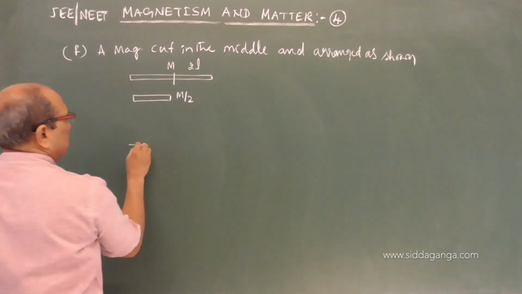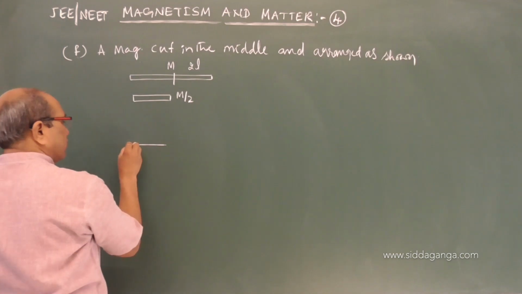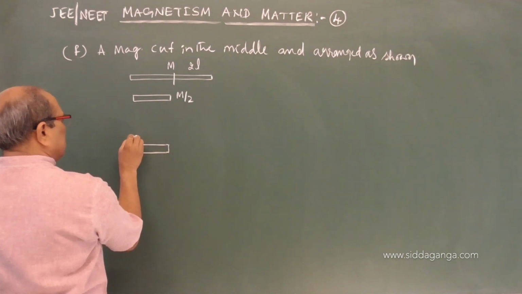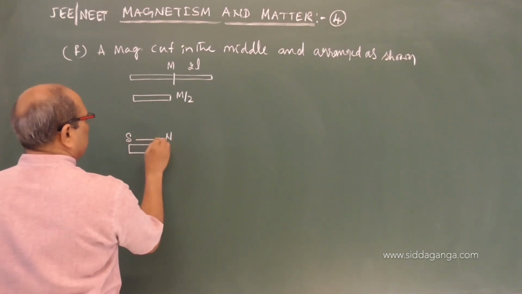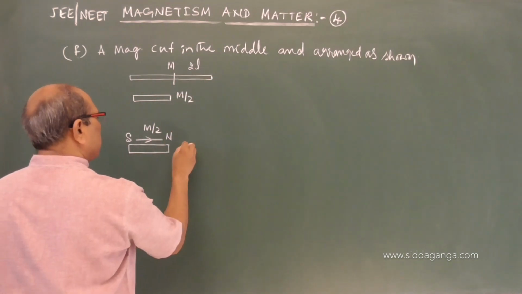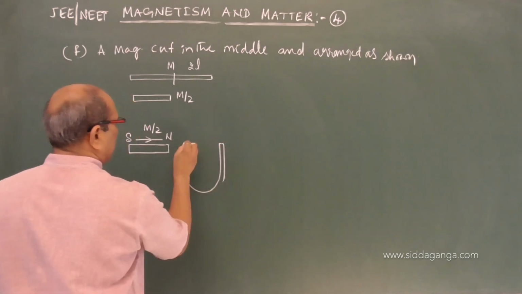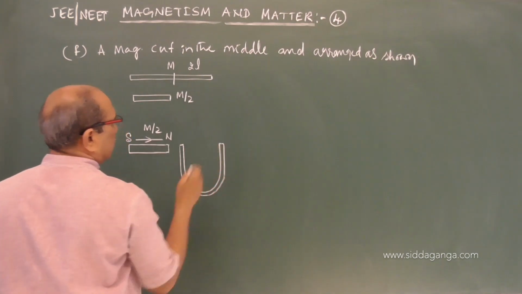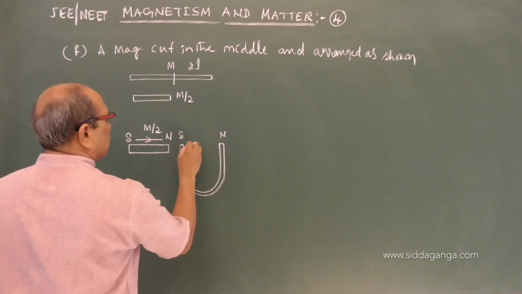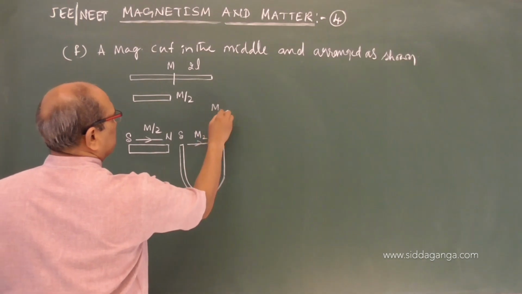How it is taken: one is taken straight, no doubt, like this. So if it is S and N, the moment acting is m by 2. The other half is bent in the form of a U shape, with the S and N. What is the moment here, m2? m2 can be estimated in this way.